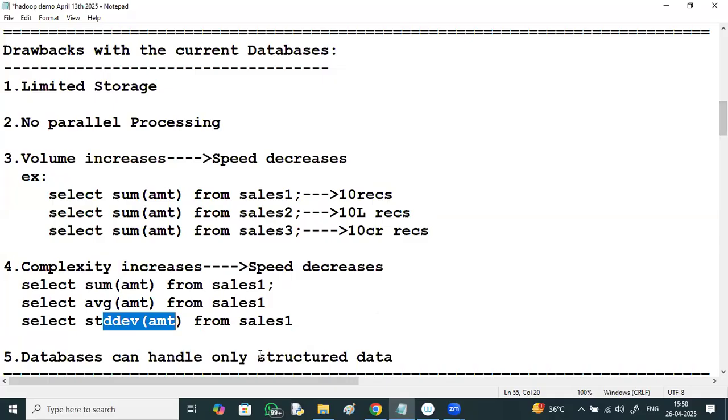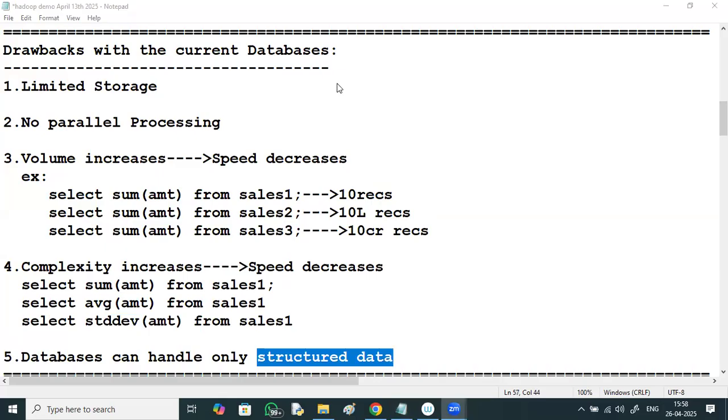Databases can handle only structured data. The major drawback with databases is they can handle only structured data. They cannot handle unstructured or semi-structured kind of data. For example, if I take an example, just check with this.